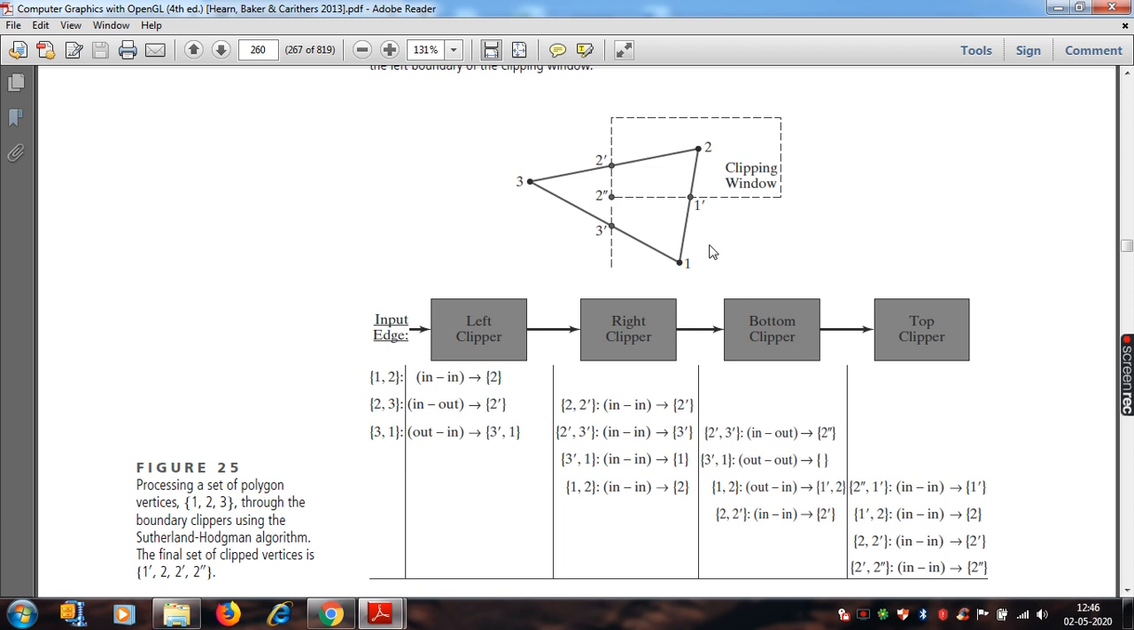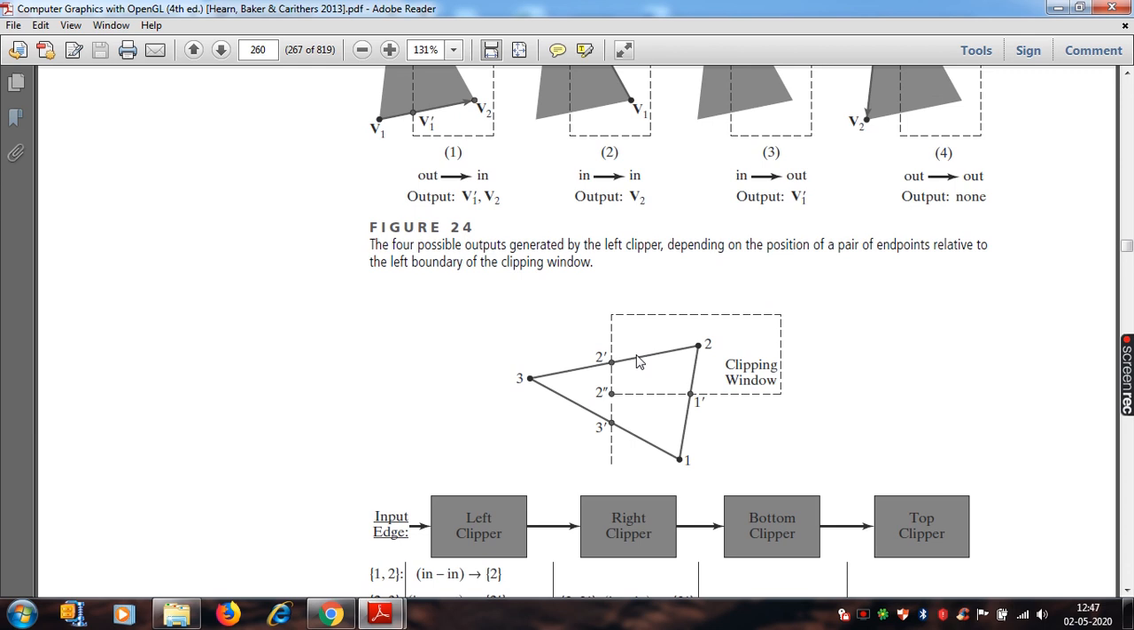Now we will go to the bottom clipper. For the bottom clipper, take the first stage, 2 dash, 3 dash. What is the case here? See, this is the limit of the clip window. 3 dash is below this particular point, below the clip window. So what happens? Now 3 dash will be eliminated once you do the bottom clipping. Then a new point, that is 2 double dash, will be generated. That will come to the output, right?